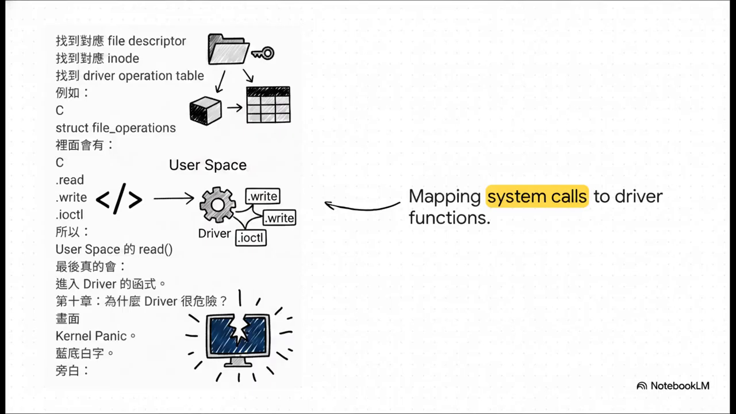When your application issues a standard C read command on a file like /dev/random, the kernel steps in and intercepts it. It looks up the file descriptor, finds the inode, and locates a specific struct called file_operations. Look at the .read, .write, and .ioctl mappings here. This table is literally mapping your innocent read request directly to the driver's internal functions. So what feels like just reading a file to you is actually triggering code execution deep inside the kernel space.